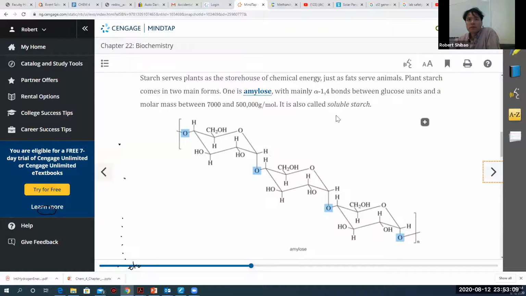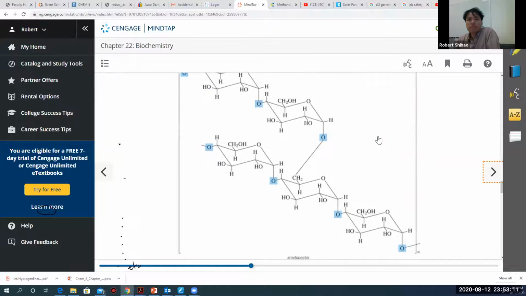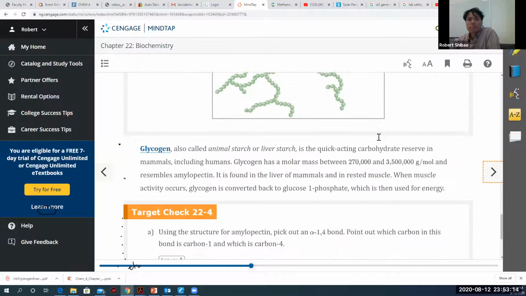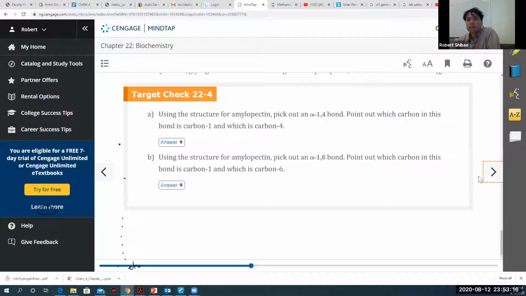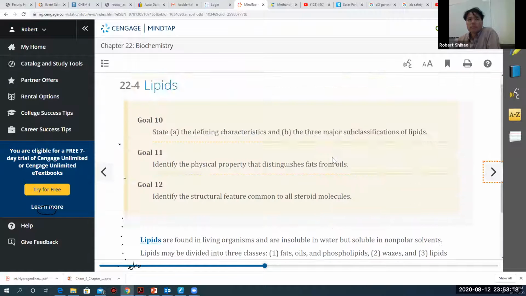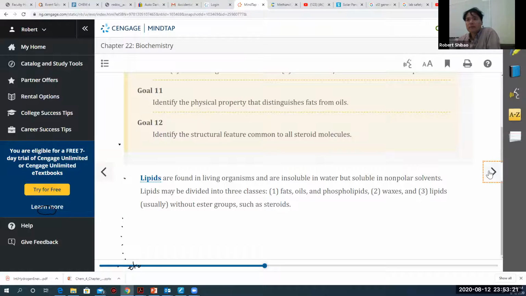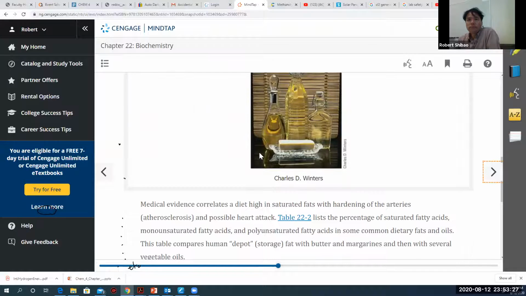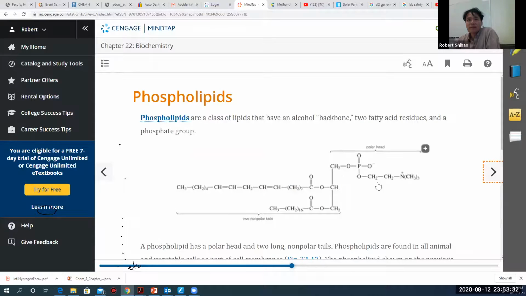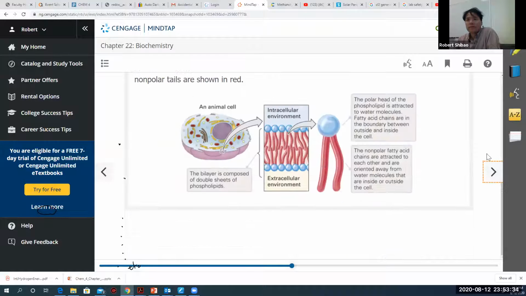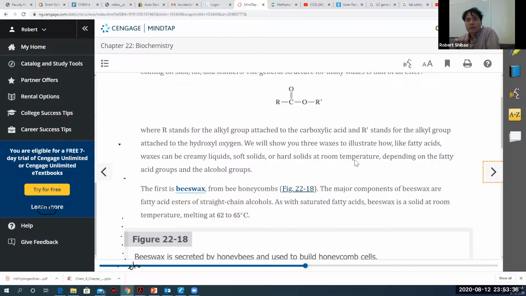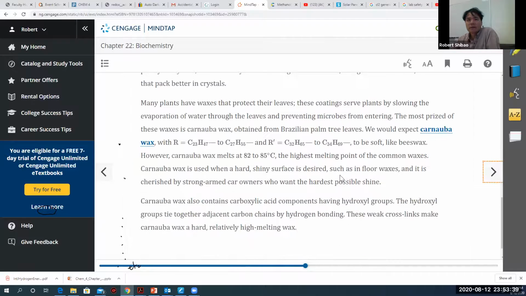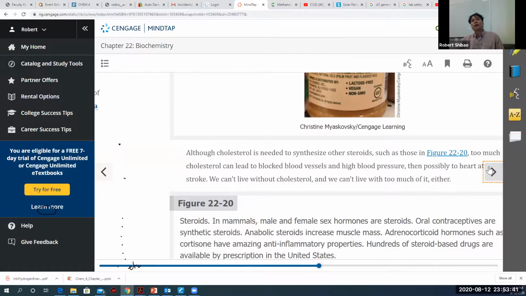Amylose, starch. Glycogen. Fats, lipids, fats. This is a fat here. Yeah, saturated and unsaturated fats, etc. So it's pretty much the same stuff that you have.